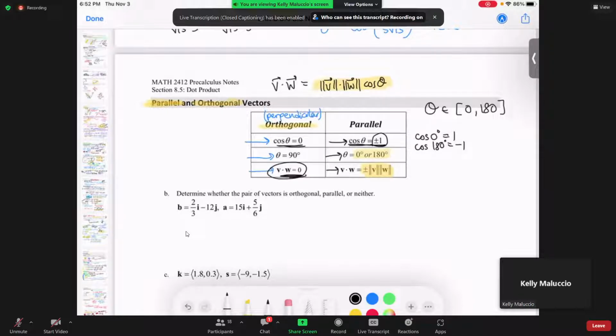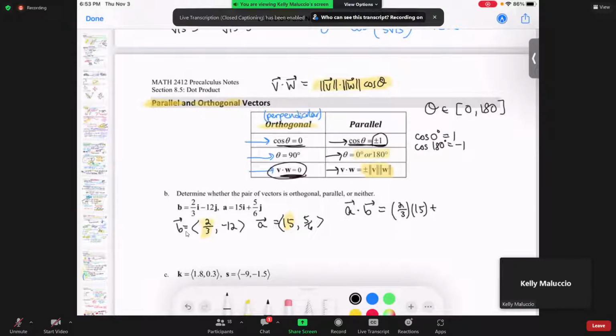For this first one, I have that B is 2/3, -12, and if you prefer writing these that way, A is 15, 5/6. I don't mind it either way, but I want to make sure you can write it in both ways. So if I do A dot B, that's always the first thing you should check, because if it is 0, you're done. So A dot B, I get 2/3 times 15, because 2/3 is my first component. Maybe I'm doing B dot A, but order doesn't matter. It's these two numbers multiplied together.